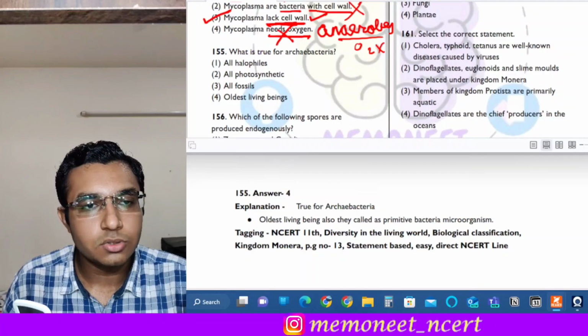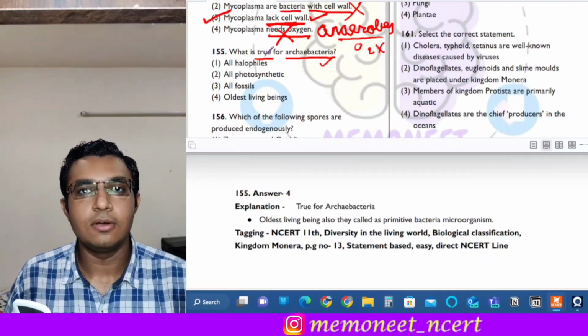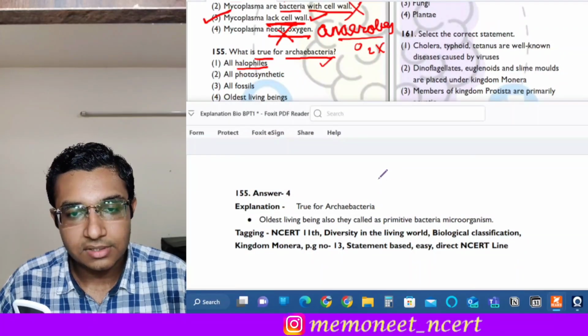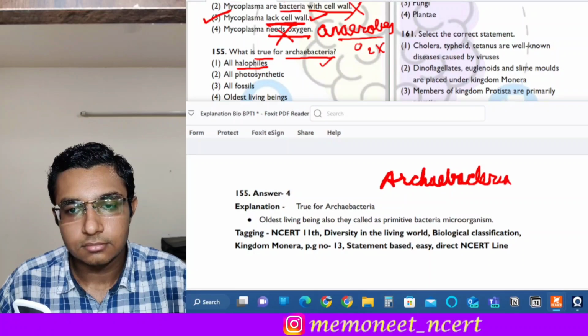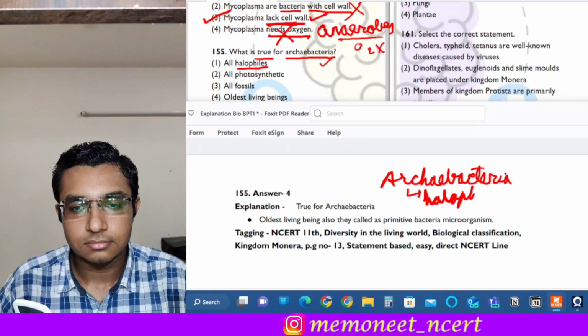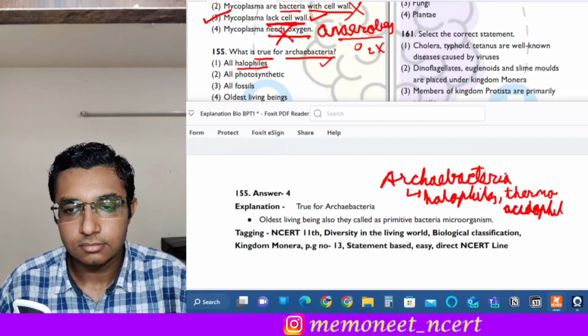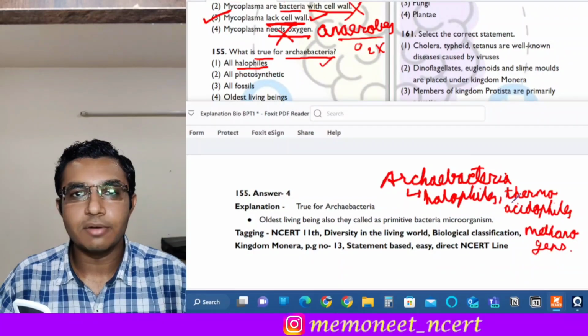It states that what is true for archaebacteria. Okay, so we have to identify the correct statement about the archaebacteria. So let us see all the statements. So archaebacteria are all halophiles. Now see, we have learned that in the archaebacteria, there are several types of organisms found. There are halophiles. Okay. Then there are thermoacidophiles. Okay. There are methanogens. Okay. So these are the several organisms which are found in the archaebacteria.